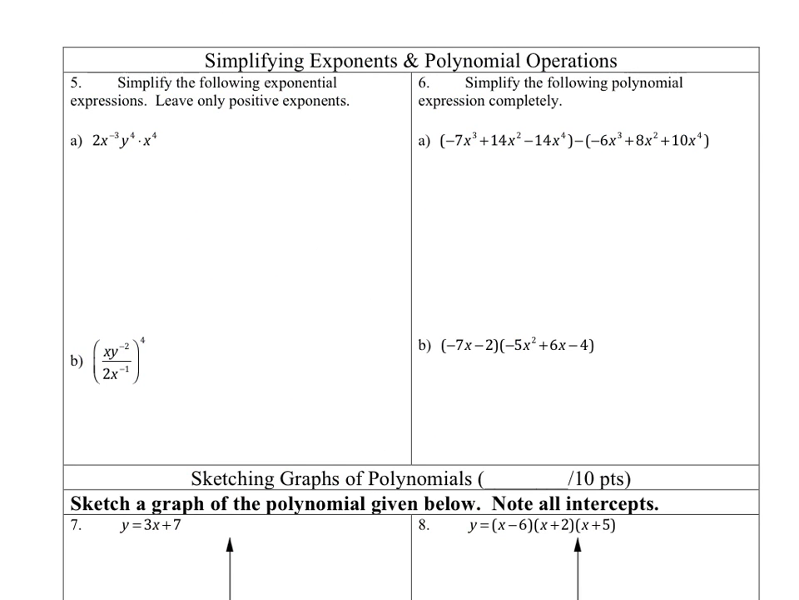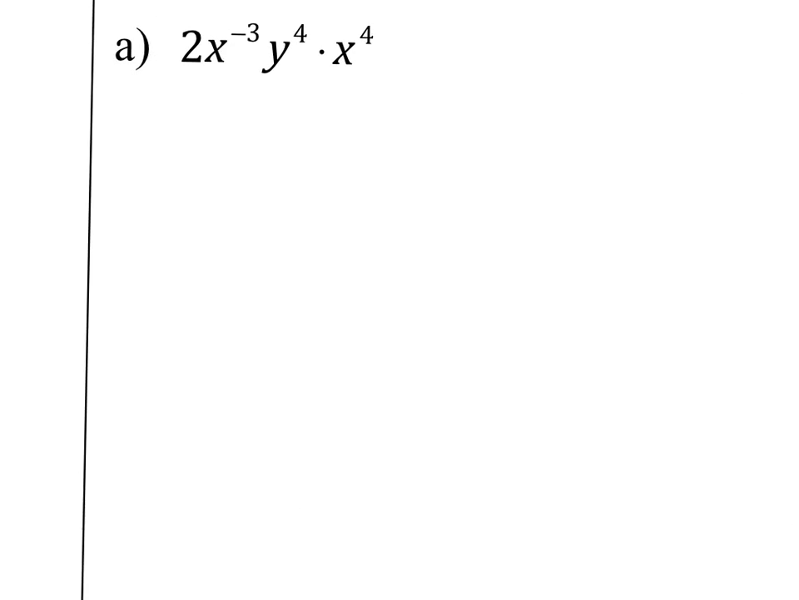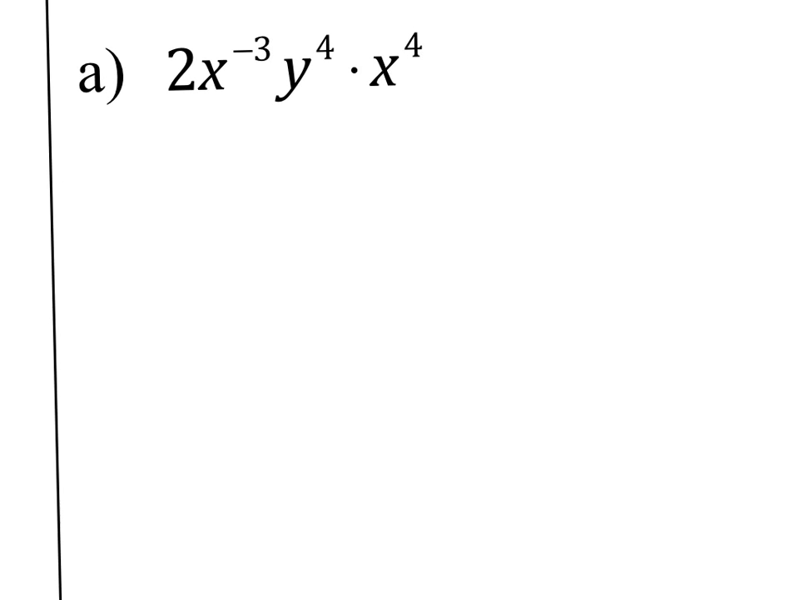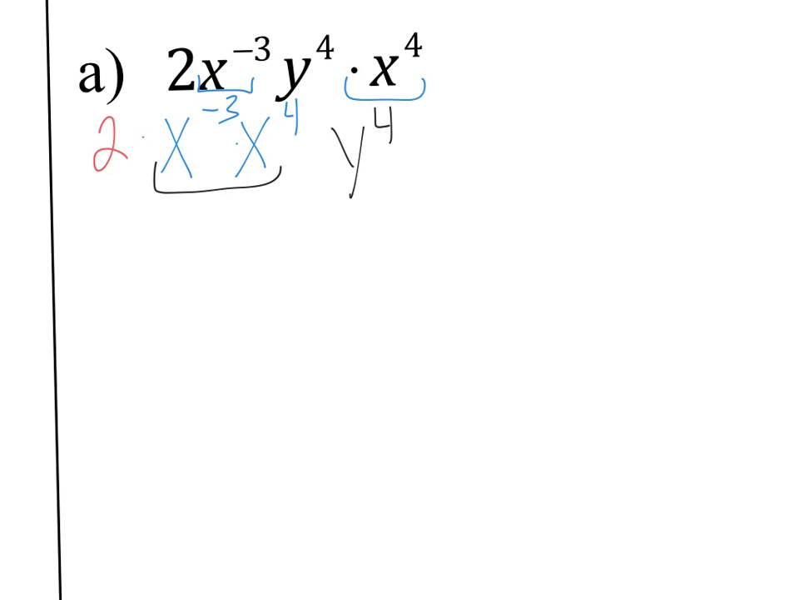Moving on, we've got to simplify some exponential expressions. And here, I'm going to start by rewriting this so that my like pieces are together. So 2 doesn't have any other numbers to multiply. I'm going to keep that by itself. I've got x to the negative 3, and then I've got another x piece, x to the 4th, and then finally I've got my y stuff. I just have one of those here. If I'm multiplying two things together that have the same base, I'm going to add the exponents. Negative 3 plus 4 is going to be 1, so it's going to be 2x to the 1, y to the 4.